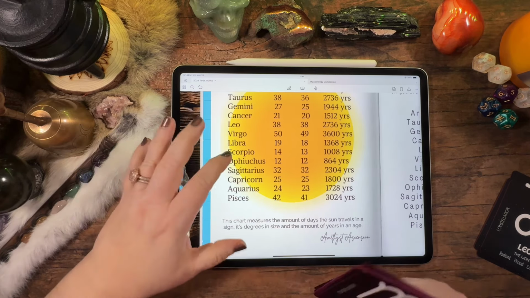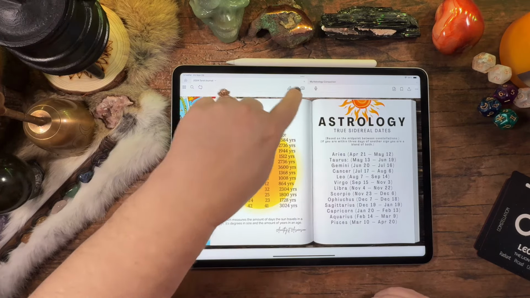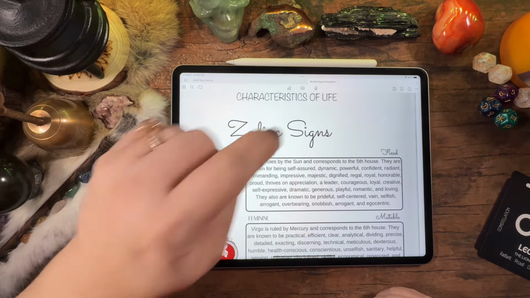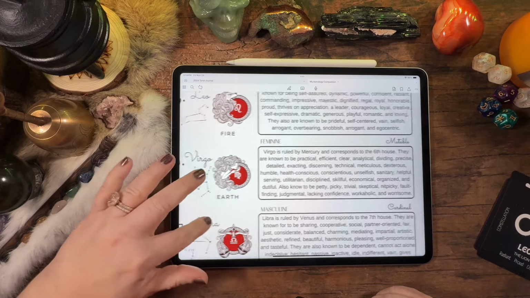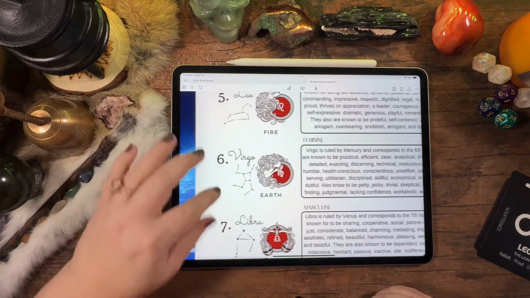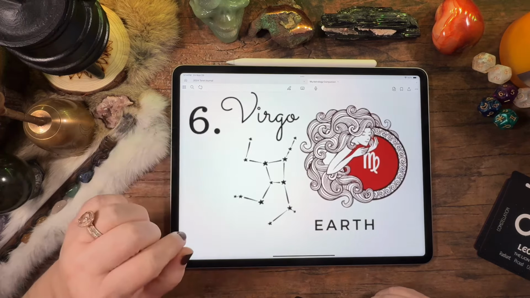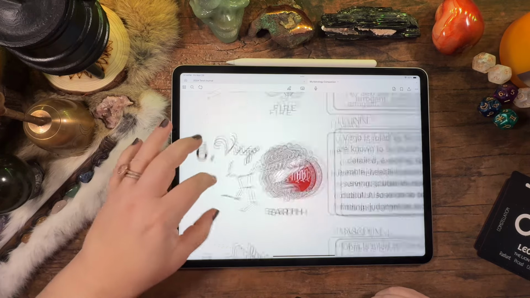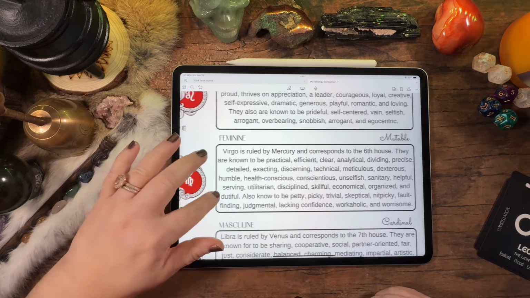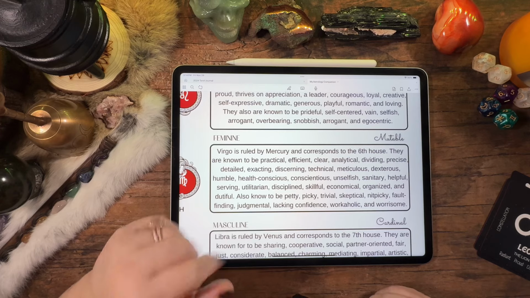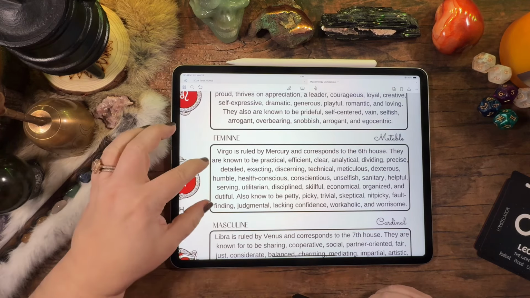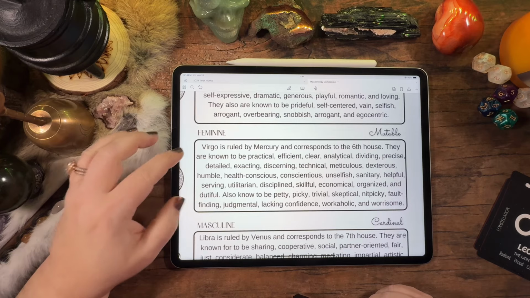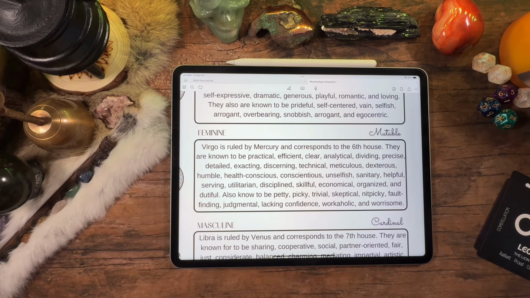All right. Now we move on to Virgo. So Virgo is considered an earth sign. That's what the constellation looks like. It's a mutable sign because it's considered the end of a season. Virgo is ruled by Mercury and corresponds to the 6th house.